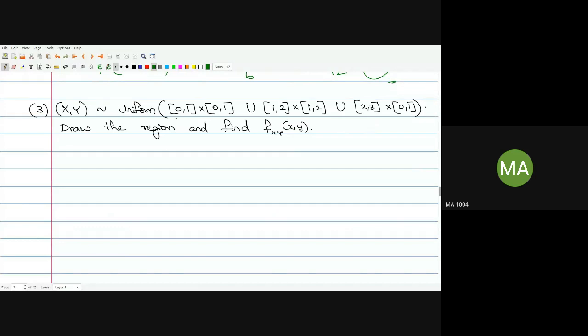I made this question just because of this thing. So how many of you understand this? What does this represent? The Cartesian product of 0 to 1 and 0 to 1, in R2. It represents an area, a region. So my question is, draw the region that represents this interval. I want the region first, and then find f_XY of x comma y.